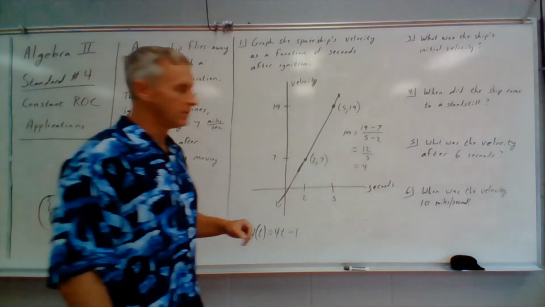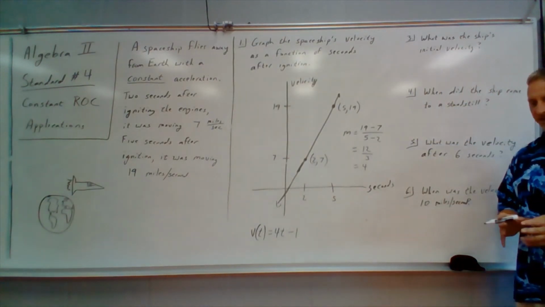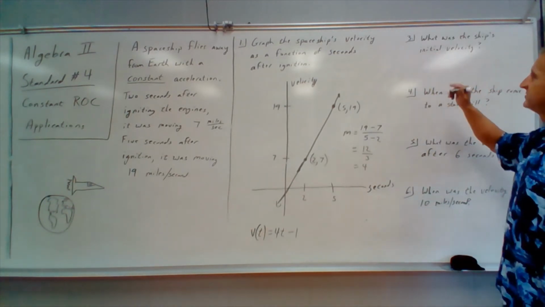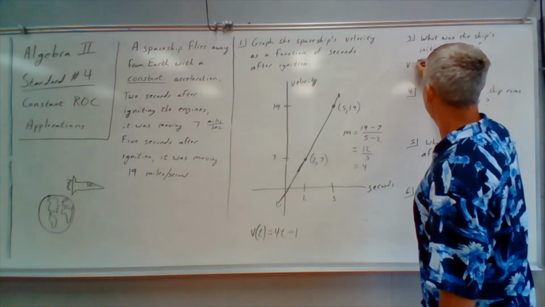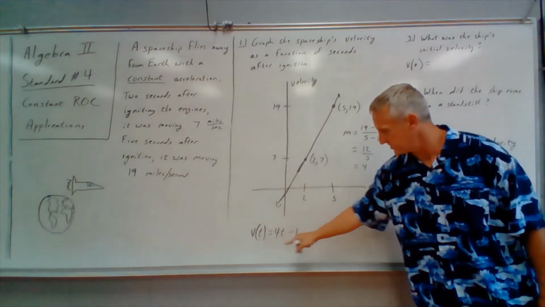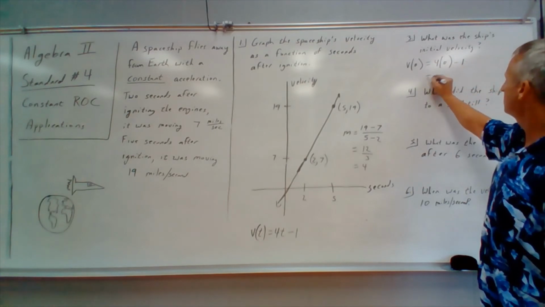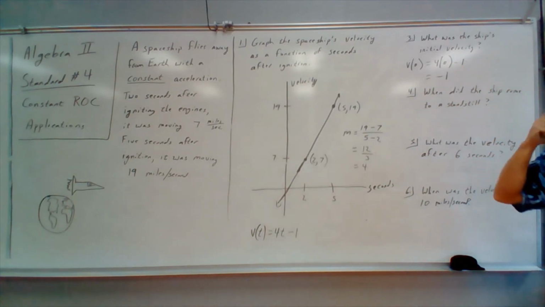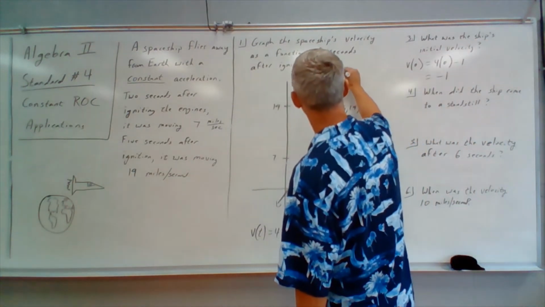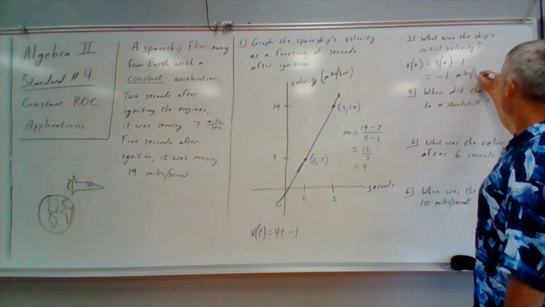All right, so what was the ship's initial velocity? What was the velocity when he first ignited his engines? Initial velocity would be time 0, so I'm wanting to know v of 0. I plug 0 into our equation, and I get 4 times 0 minus 1, which is -1. We have to put our units: miles per hour. So -1 miles per hour.